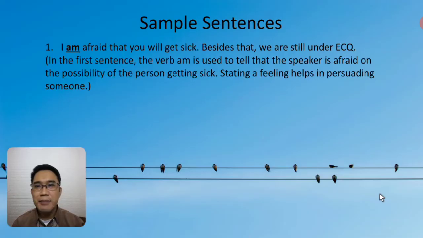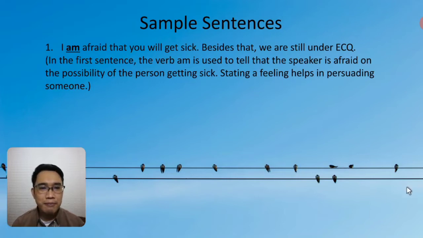Let's see in these examples. I am afraid that you will get sick. Besides that, we are still under ECQ. In this first sentence, the verb am, which is a linking verb, is used to tell the speaker is afraid of the possibility of the person getting sick. So he states the feeling, and it helps him to persuade the person that he's talking to using the linking verb am.